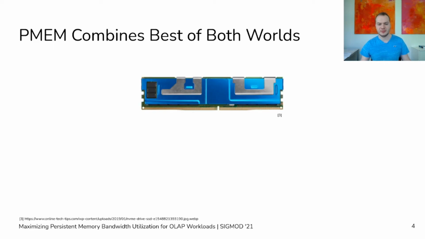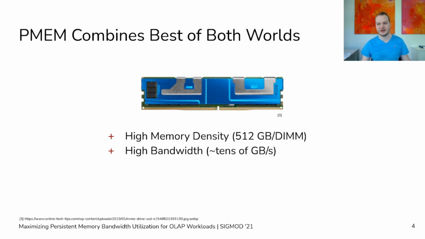Here we see a PMem DIMM, nearly looking like a normal DRAM DIMM, which combines the best of both worlds, the DRAM and the SSD world. It gives us a high memory density, provides us with a high bandwidth, comes with byte addressability, and the data stored on it is also persistent.